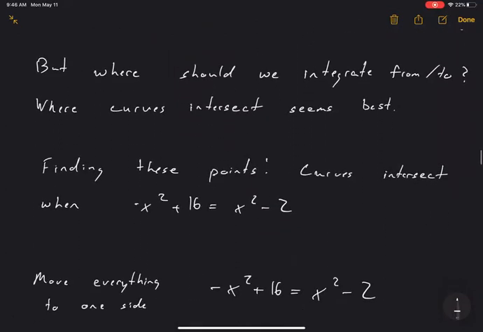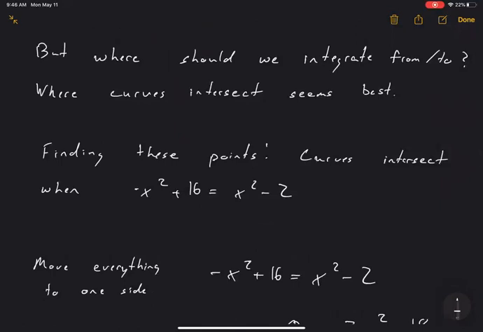Then we're asking, all right, where should we integrate from and to? Well, we discussed that already. We want to integrate from the leftmost point where the area exists to the rightmost point. So that leftmost point is going to be where the curves intersect, and the same thing for the rightmost point. So how do we find where these curves intersect? Well, I'm going to set these curves equal to each other, and then I'm going to solve for x, essentially.